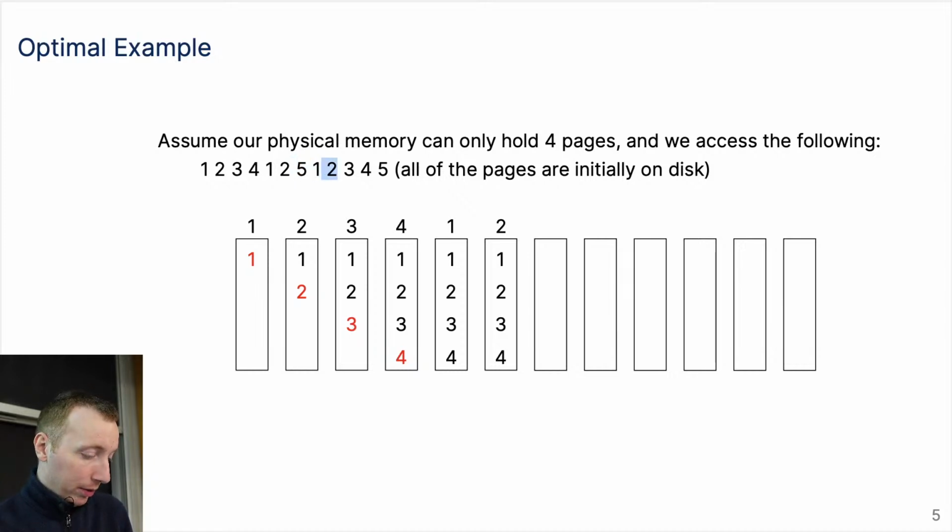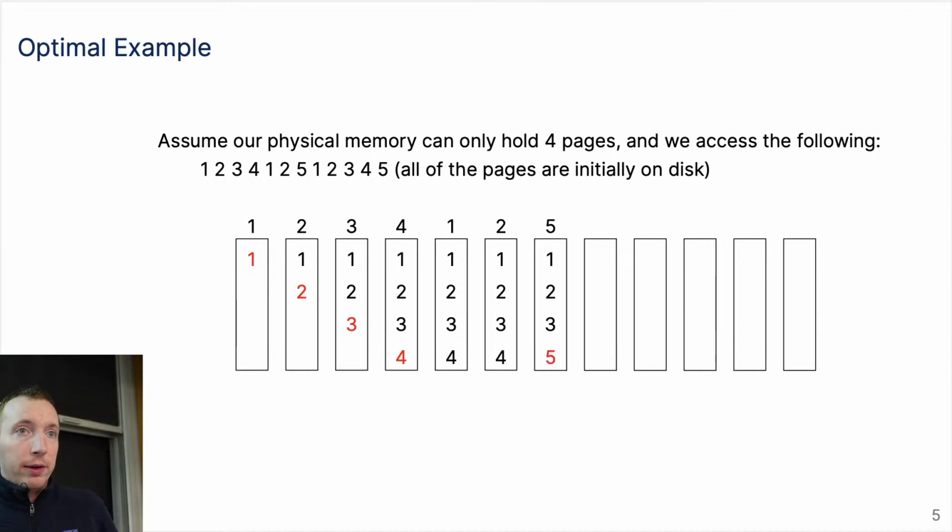And then we should keep page 2 because that's also going to be used in the subsequent access after that. And then we should also keep page 3 because it's used right after that. So if we want to keep around throughout the page that's going to be not used the longest, we would actually kick out page 4 because 1, 2, and 3 are all accessed before that. So when we access page 5, we're kicking out page 4.